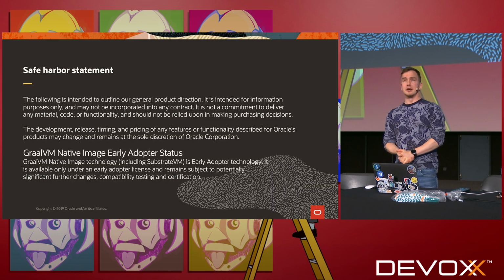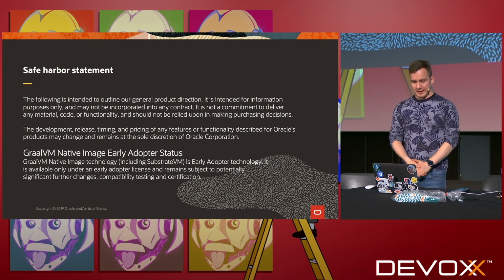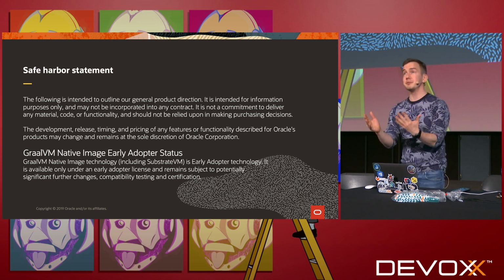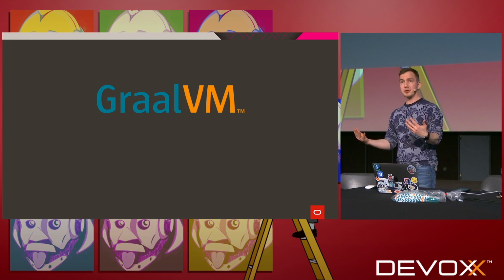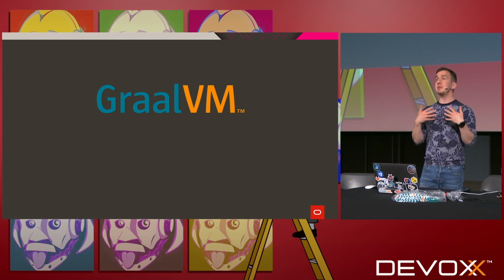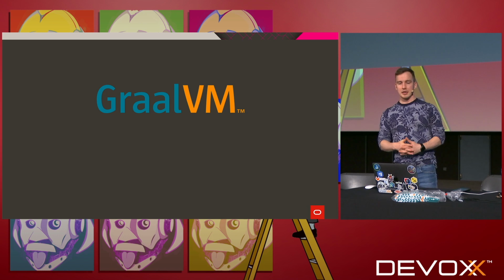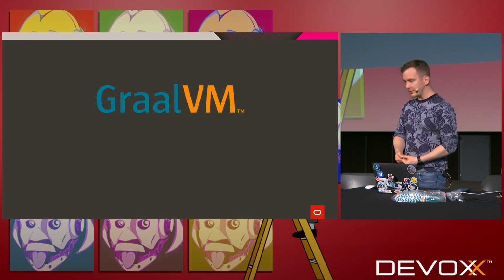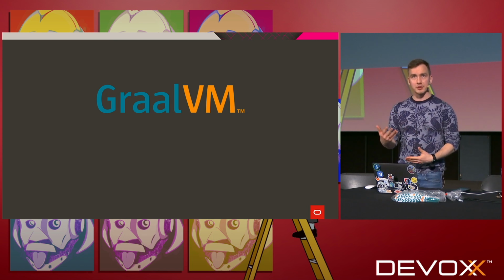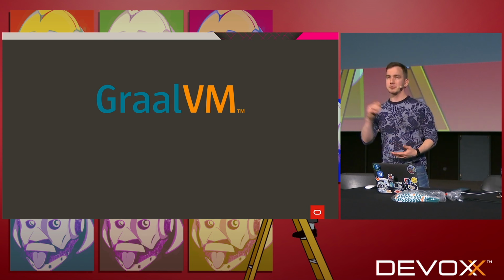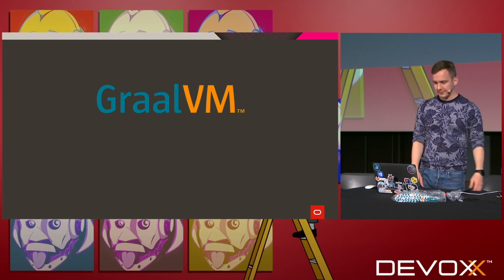Before we start, there are some important disclaimers, and before we talk about native images, we should talk about GraalVM in general. It's a large project, it's a versatile project, it can do many things, and in general, it can run your programs in different languages. So GraalVM is a high-performance polyglot virtual machine, an embeddable virtual machine, for different languages.